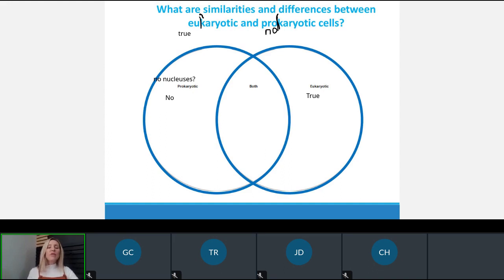Good. Does no nucleus mean no DNA? Is that what it means? No, it just means no nucleus, no fireproof box in the middle of the cell for it to stay safe in. Yeah, you're right, James. It's just kind of messy in there.